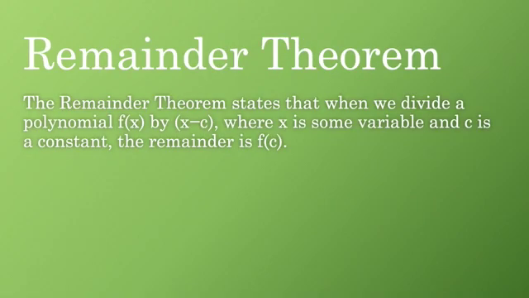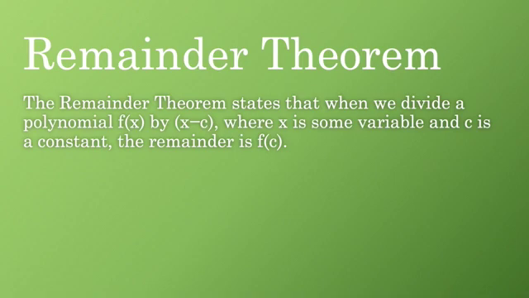Now I know long division is not everyone's favorite operation to perform, so what if I told you there was a way to solve problems like the one we just did without long division? The remainder theorem helps us do just that. The remainder theorem states that when we divide a polynomial f of x by the quantity x minus c, the remainder is equal to f of c.